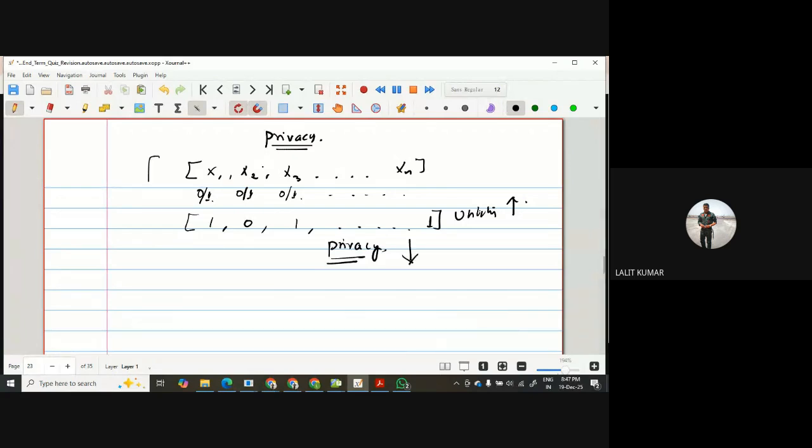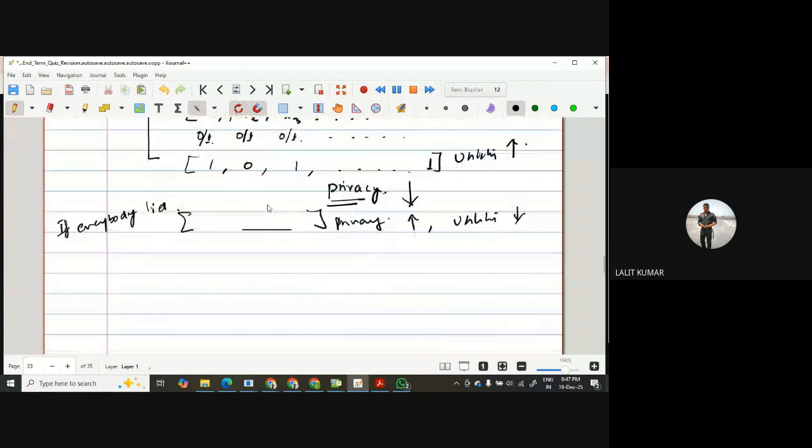Now, this is for this. But if everybody lies, then what happens? The privacy is high, but your utility is low. So this is the first thing.